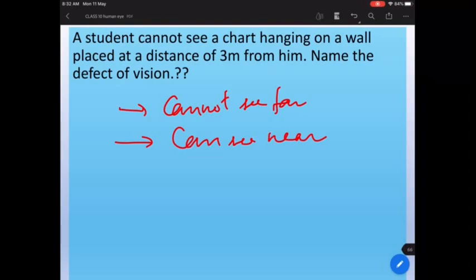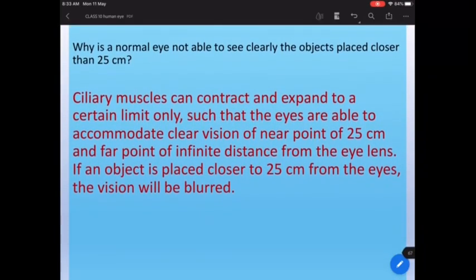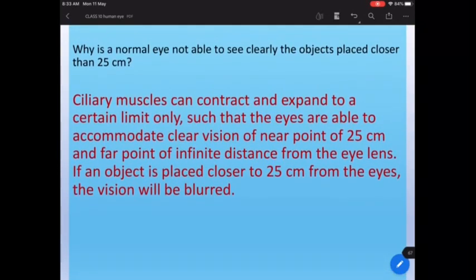Now do you understand the question? Why are we not able to see anything which is closer to 25 centimeter? If we place anything closer than 25 centimeter, it gets blurred. Why? It is basically because of the ciliary muscles. The ciliary muscles can only contract and expand to a certain limit. They are not able to contract or expand beyond those limits.